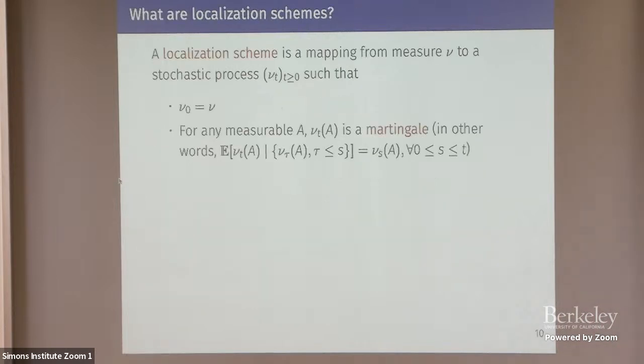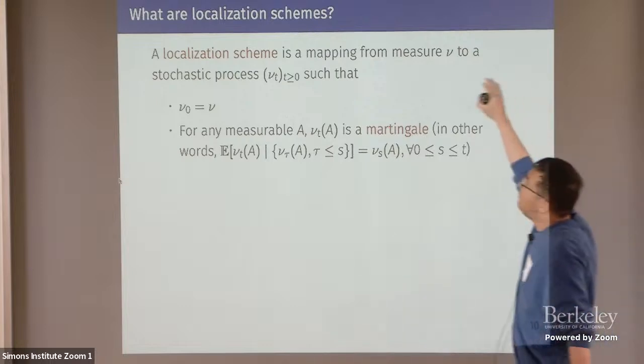Okay, so now we are going to introduce localization schemes. Our main point is to say that for not all, but many situations, localization schemes give you a unified way to think about what kind of assumptions you need to put on the target measure so that you can easily prove spectral gaps. A localization scheme is just a map from some measure mu to some stochastic process.